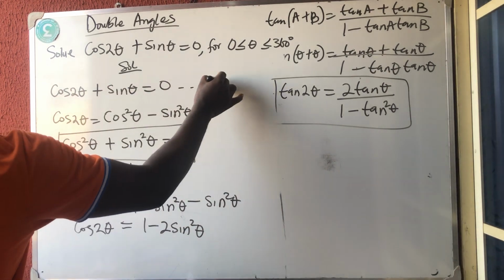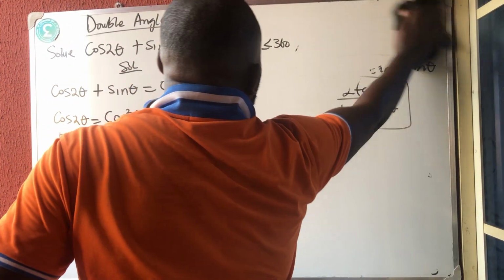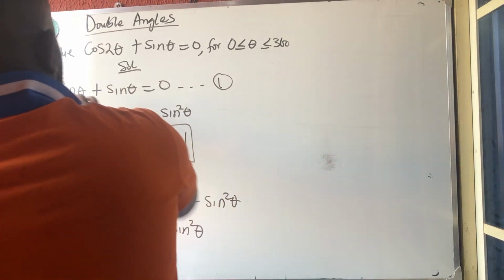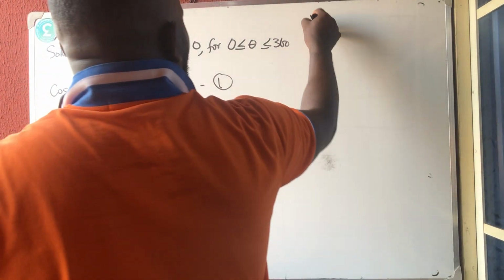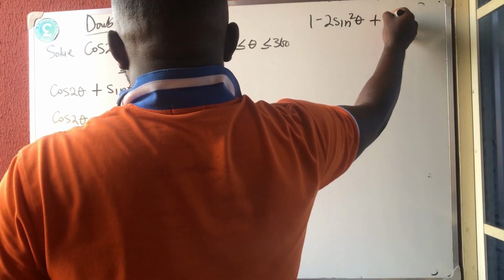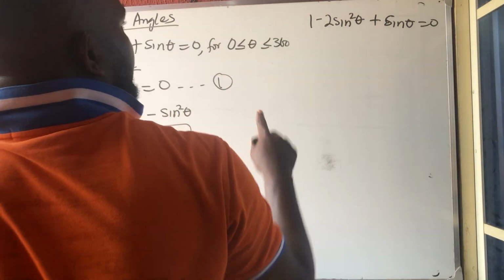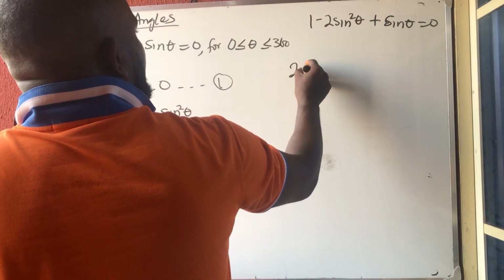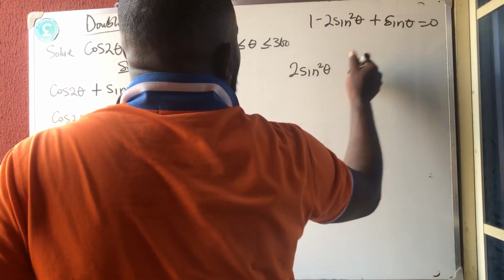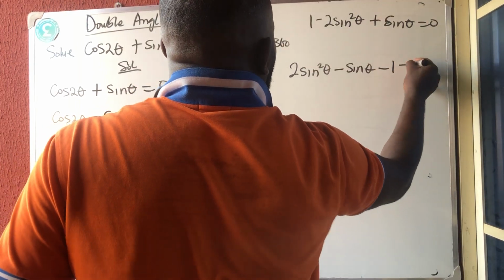Let me substitute in equation 1. Equation 1 says, instead of writing cos 2 theta, I will now write 1 minus 2 sine square theta, plus sine theta is equal to 0. So what do you have? Let me collect like this. 2 sine square theta, this one moving to the other side to be minus sine theta, and this one moving to be minus 1, is equal to 0.